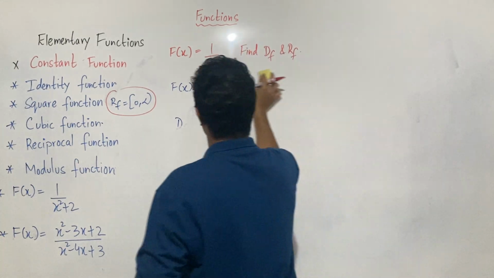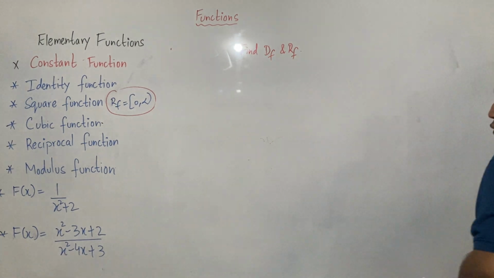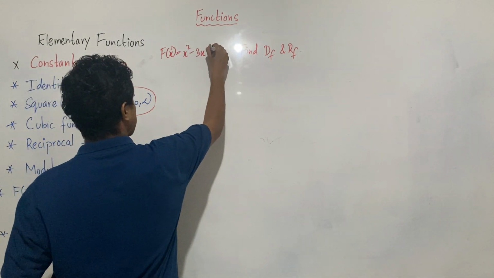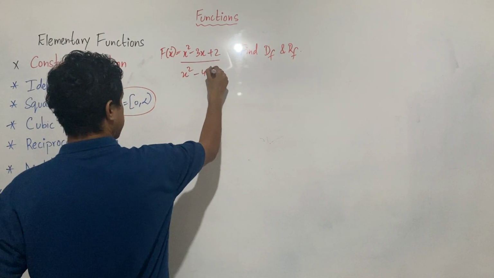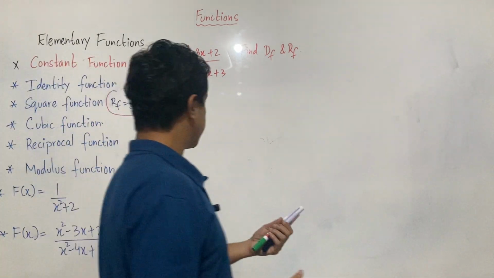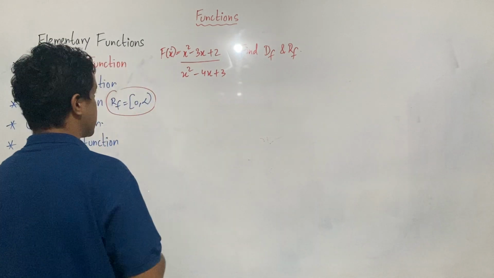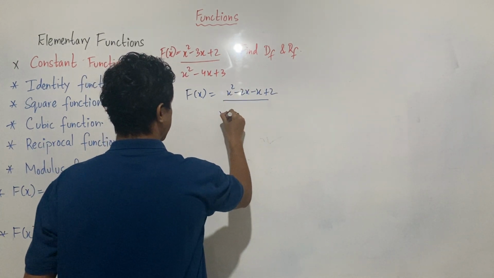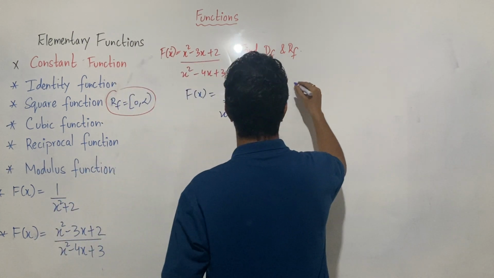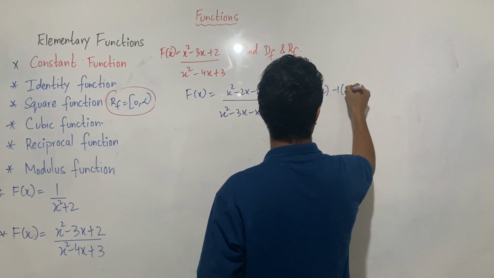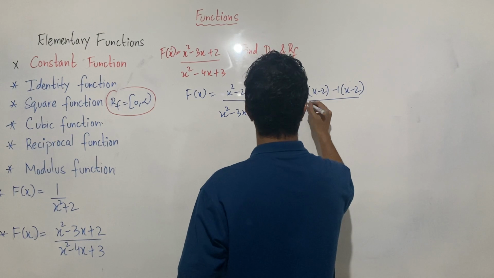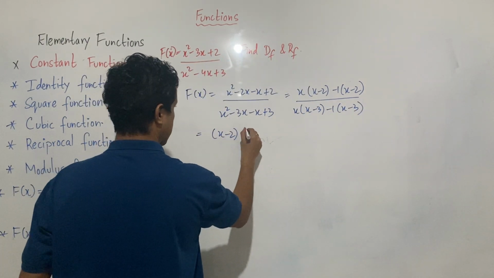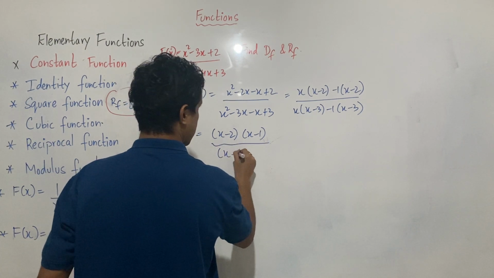The next one is f(x) equals x square minus 3x plus 2 over x square minus 4x plus 3. Clearly you can see that in the numerator and denominator we have quadratics, so we will try to find the factors. Here x square minus 2x minus x plus 2, and here x square minus 3x minus x plus 3. Further, I can write x minus 2 times x minus 1 in the numerator, and x minus 3 times x minus 1 in the denominator.